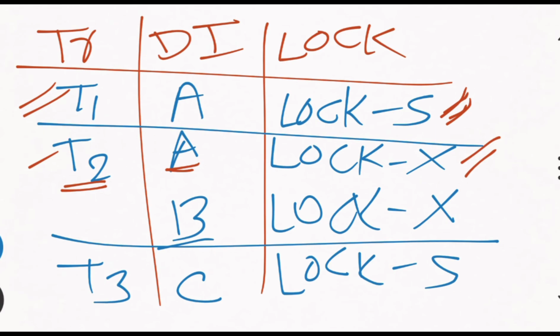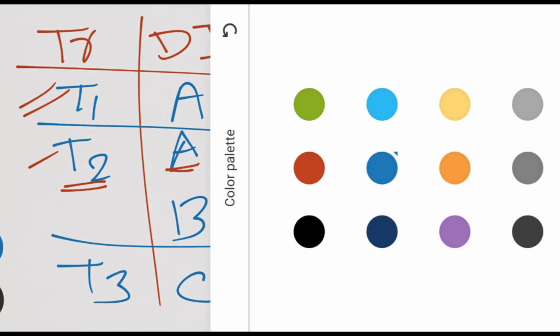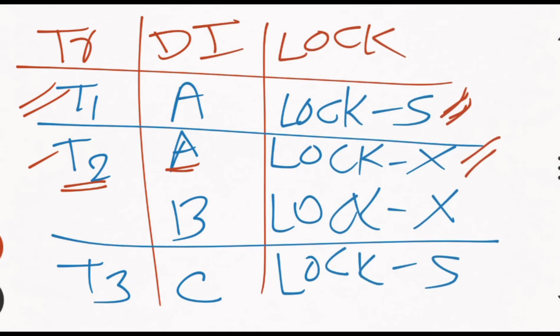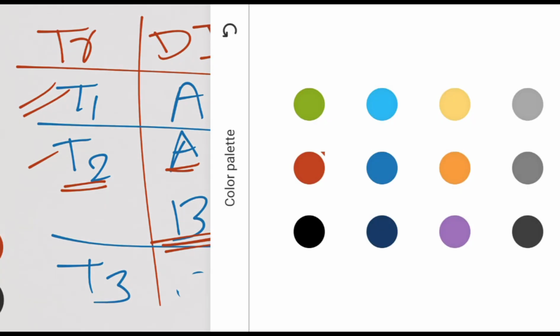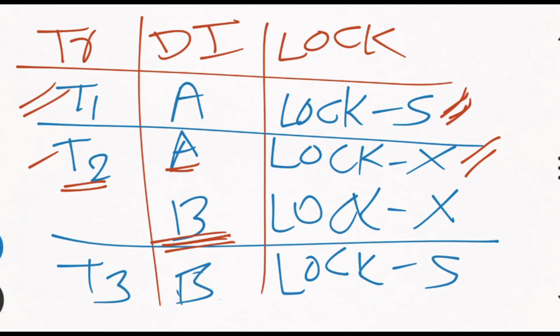Then you can see here I am using data item B. Transaction T2 is using data item B, and this data item B is not held by anyone, so it will be granted. There will be no problem in that case. Now, instead of C, I will take B here.